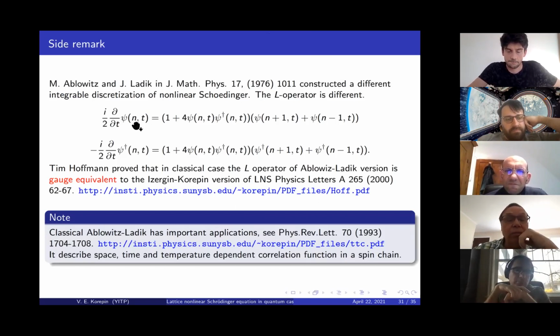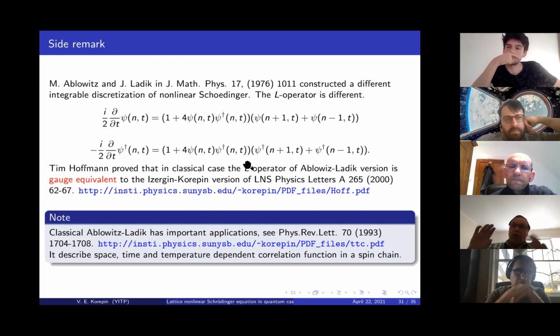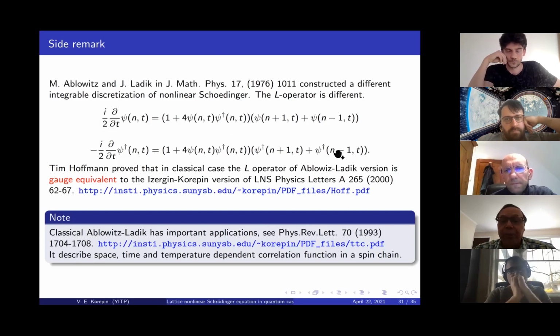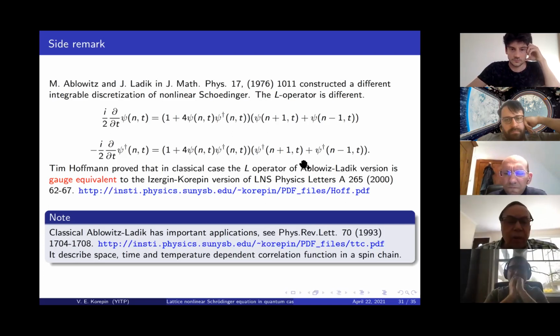So n is the lattice site, right? And time is still continuous. So there, Ablowitz-Ladik, very simple looking. It's completely integrable. It has an L operator and is another discretization of lattice nonlinear Schrödinger. But then Tim Hoffmann, a professor at the Technical University in Berlin, proved that Ablowitz-Ladik is gauge equivalent to the version which I'm explaining, this Izergin-Korepin version. It is a gauge transformation of the transfer matrix, this ABCD thing. So this is kind of nice and somewhat non-trivial, but on the classical level, they are gauge equivalent. On the quantum level, there are some complications, but I will comment on quantum only if there are any questions.